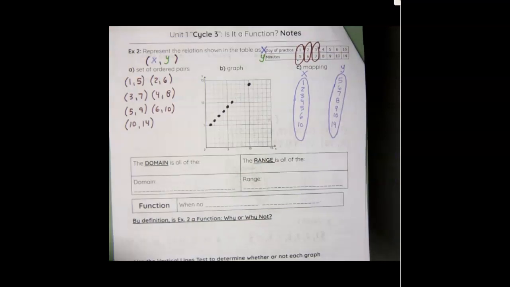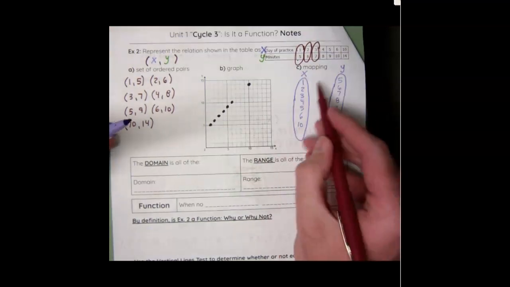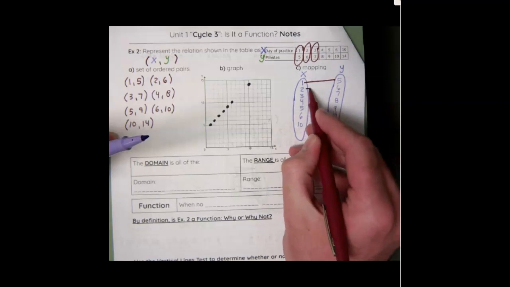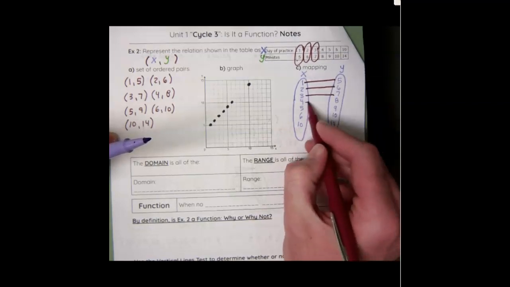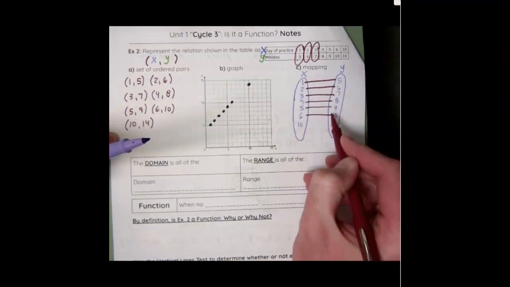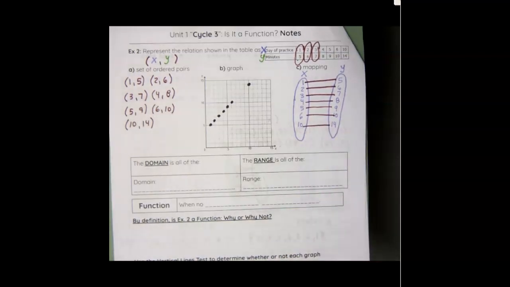And this one's pretty boring because 1 matches with 5, 2 matches with 6, all the way down. So each x value only has one y value. And if you remember, that sounds a lot like our definition of a function. So we'll get to that in a second.